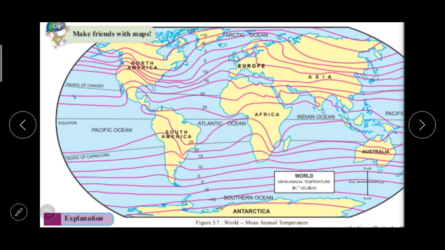Now the next one: the isotherms in the southern hemisphere are fairly parallel to the latitudinal lines, and in the northern hemisphere the distance between these lines varies. If you want to understand this in detail, just go through figure 5.7.